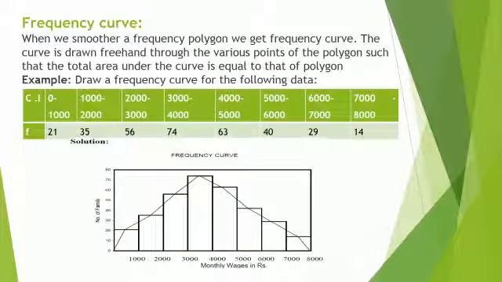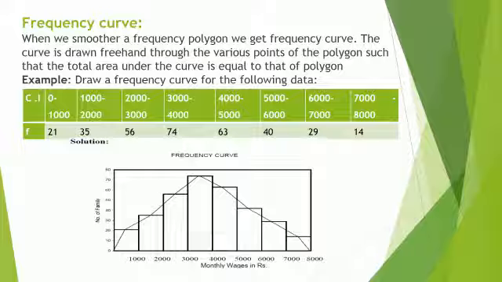Next, frequency curve. Frequency polygon and frequency curve are the same, only slight changes. Frequency polygon means joining the midpoints by straight line, and frequency curve means joining the midpoints by a curve. This is the frequency curve. A frequency curve is drawn freehand through various points of the polygon. First you have to draw the histogram and then join the midpoints by a curve, that means a smooth freehand method. This is a frequency curve.